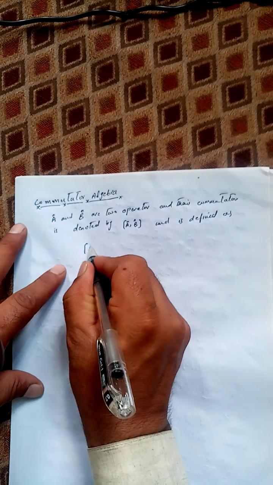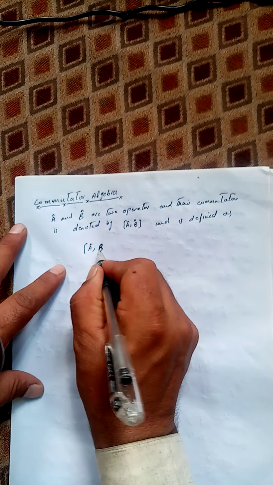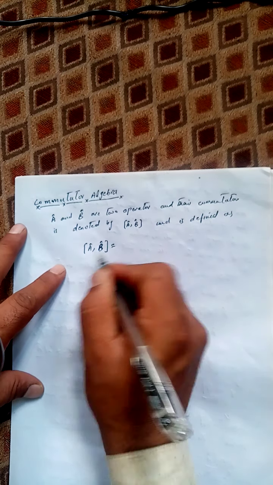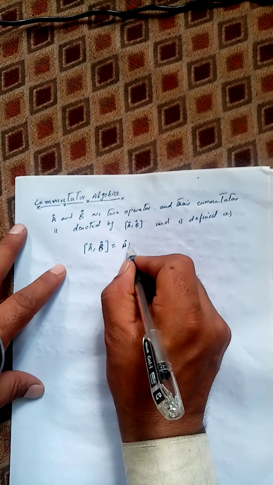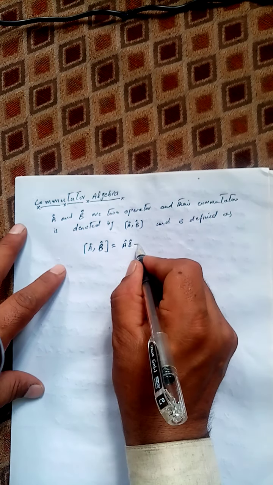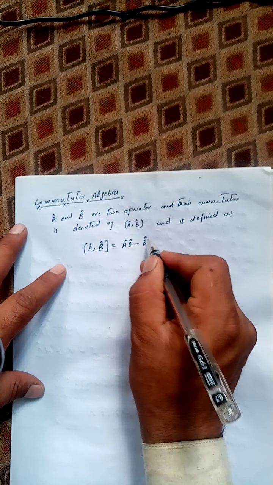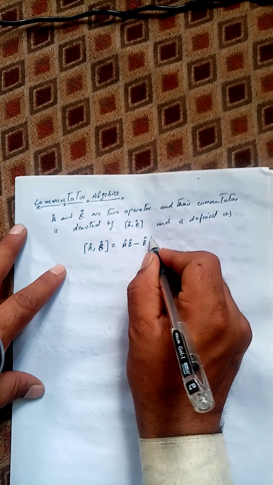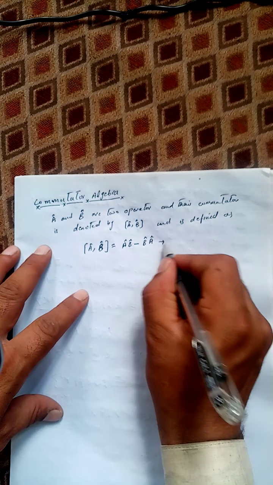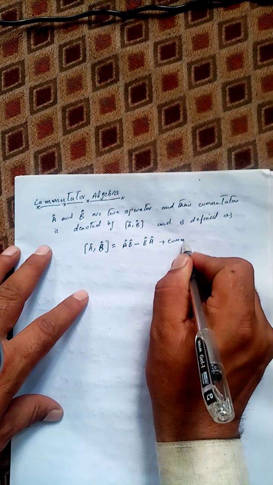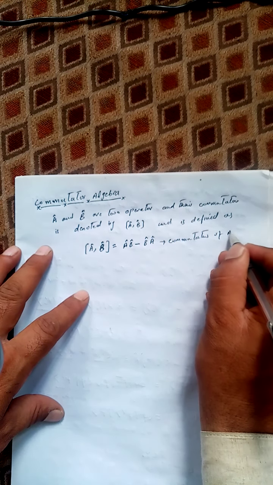the commutator of two operators A and B is given by: we take the first operator, multiply it with the second, then we take a negative sign and take the second operator, multiply it with the first. This is called the commutator of A and B.